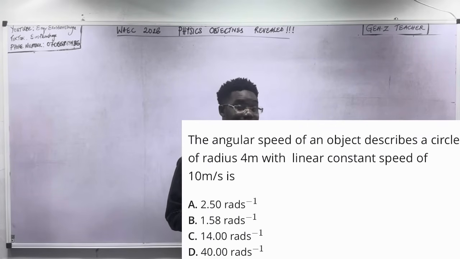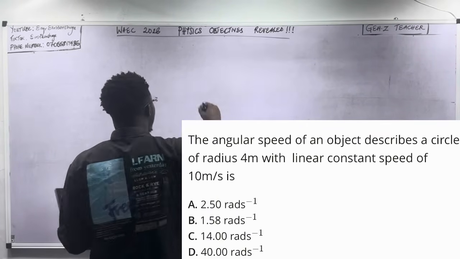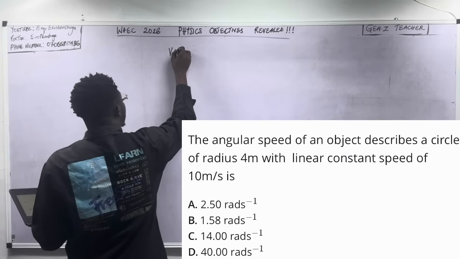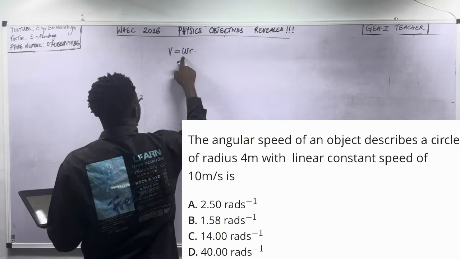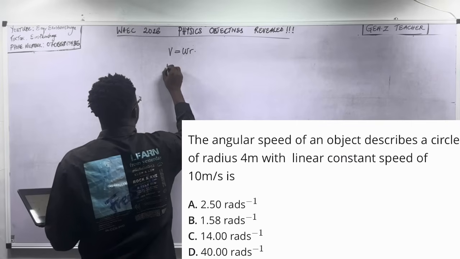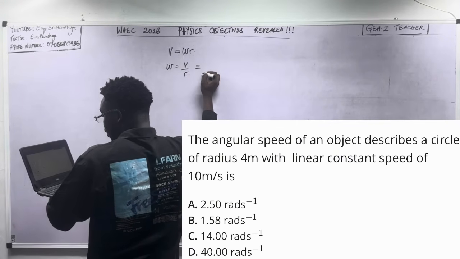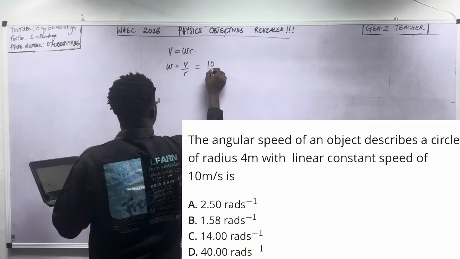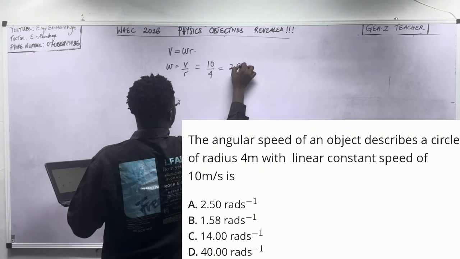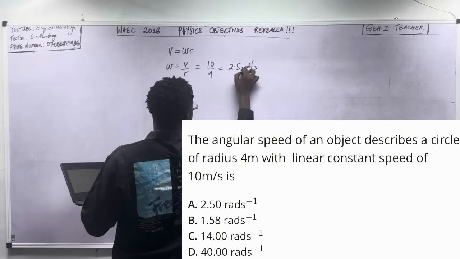Oh, we are asked to find the angular speed. Now for circular motion, recall that V equals omega r. Omega is the angular speed, so omega becomes V over r. V was given in the question as 10 and r was 4. So this should be 2.5 rad per second.